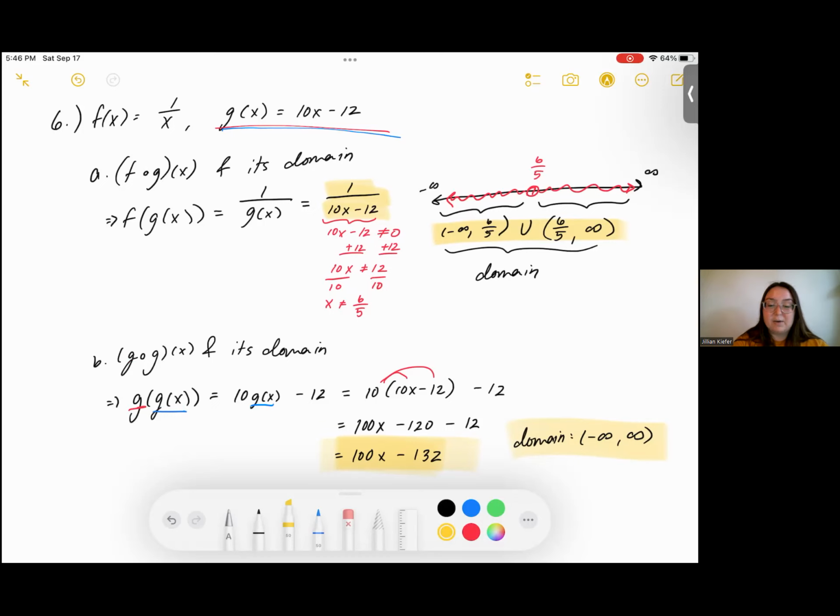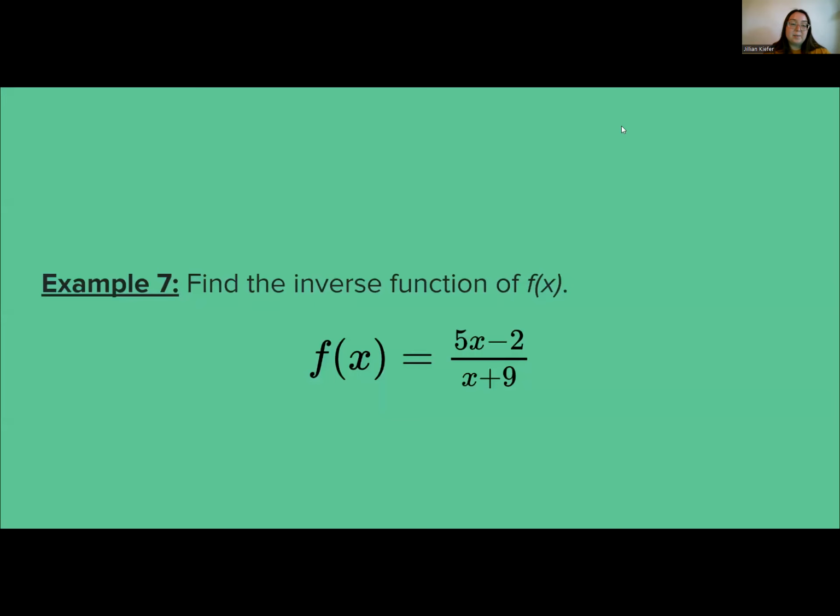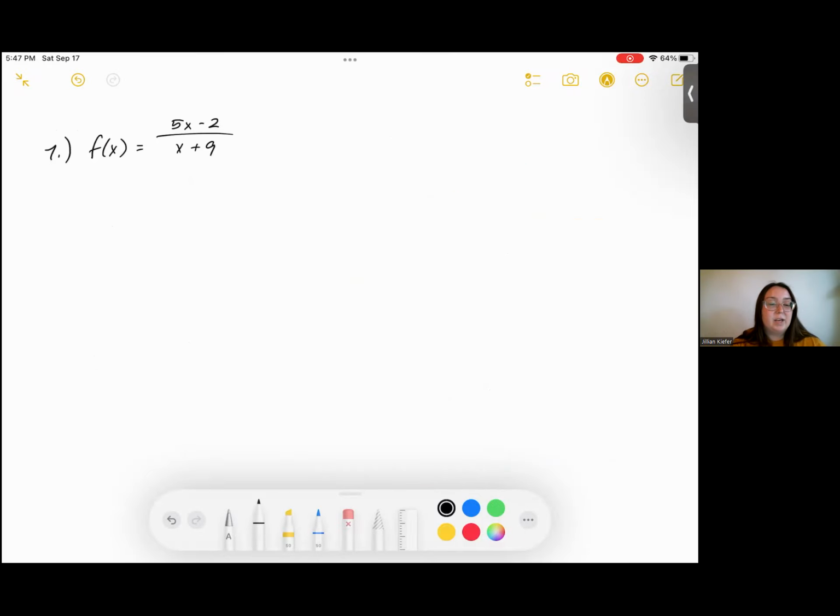All right, so that wrapped up example 6. Let's go ahead and do our last example, example 7. All right, so our last example, example 7, we want to find the inverse function of f of x. We're given our function f of x, it's equal to 5x minus 2 divided by x plus 9. So let's go ahead and go to our notes so we can work on this problem. All right, so we have our function f of x is equal to 5x minus 2 divided by x plus 9. And we want to take the steps needed to find the inverse function of f of x.